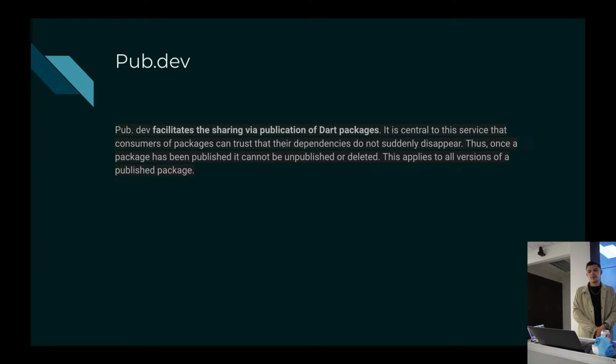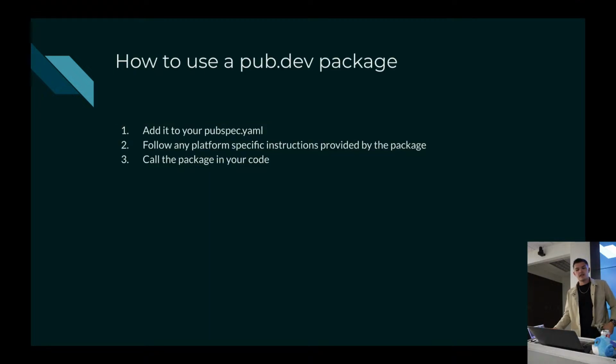So first we're going to talk about pub.dev. Pub.dev facilitates the sharing via publication of Dart packages. It's basically a central service that allows you to find all different types of packages that you've probably seen before, which are like third-party SDKs that are already built for you. All you have to do is import them into your project, and then you can start using them right away. How you use a pub.dev package is you add it to your pubspec.yaml, follow any platform setup instructions provided by the package, and then you can just start calling it in your code and it'll work right away.